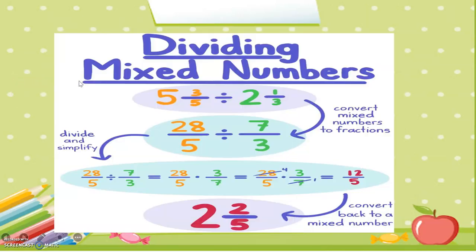Okay, let's have an example. Dividing mixed numbers: 5 and 3 over 5 divided by 2 and 1/3. First, you convert these mixed numbers to improper fractions. So 5 times 5 is 25 plus 3 equals 28 over 5. Copy the denominator. Then 3 times 2 equals 6 plus 1, so 7 over 3.